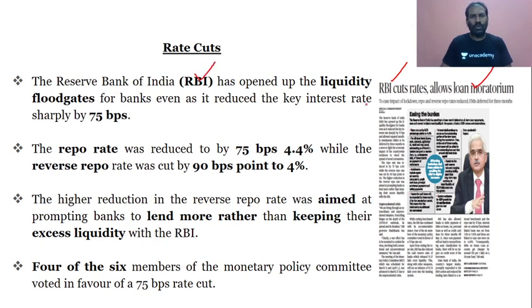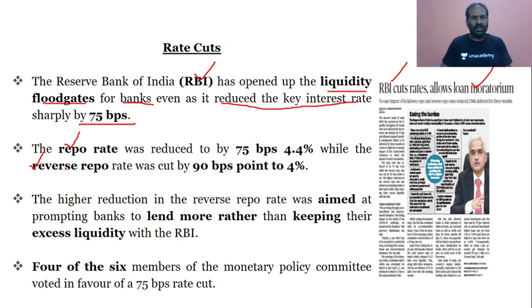Yes, the RBI has opened the liquidity floodgates for the banks. How? By reducing the key interest rates, that is the repo rate, by 75 basis points. Reducing the key interest rates by almost 75 basis points is a measure to make sure that the pumping of money takes place in the banks. And then we have the repo rate and the reverse repo rate. So what are the two interest rates the RBI has gone ahead with reducing?